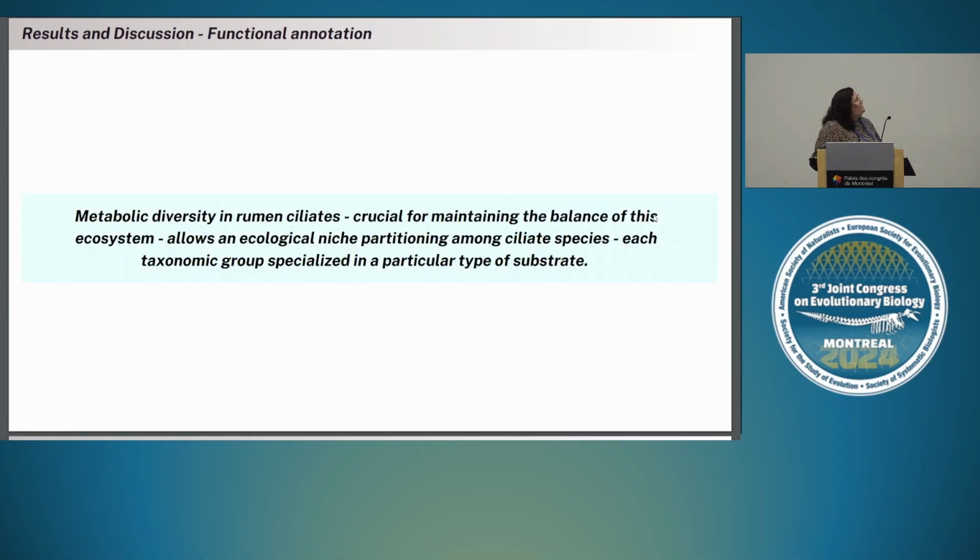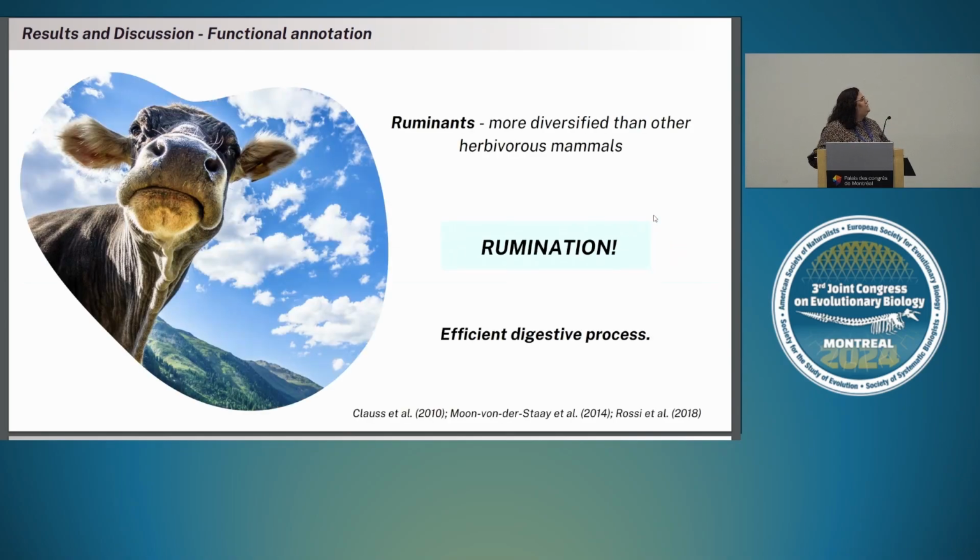This metabolic diversity observed in rumen ciliates may represent a mechanism that is crucial for maintaining the balance of this ecosystem, because it allows niche partitioning among ciliate species, with each taxonomic group specialized in a particular kind of substrate.